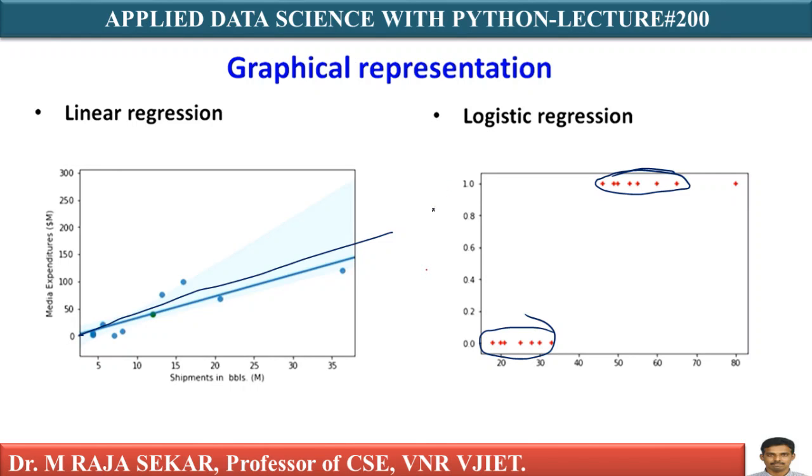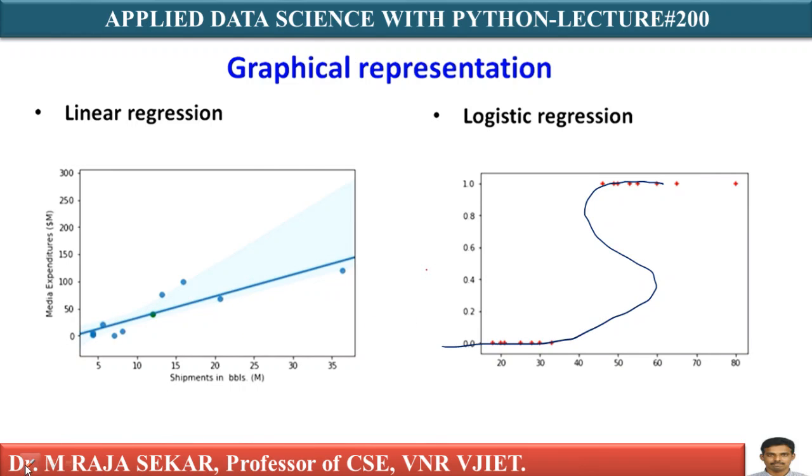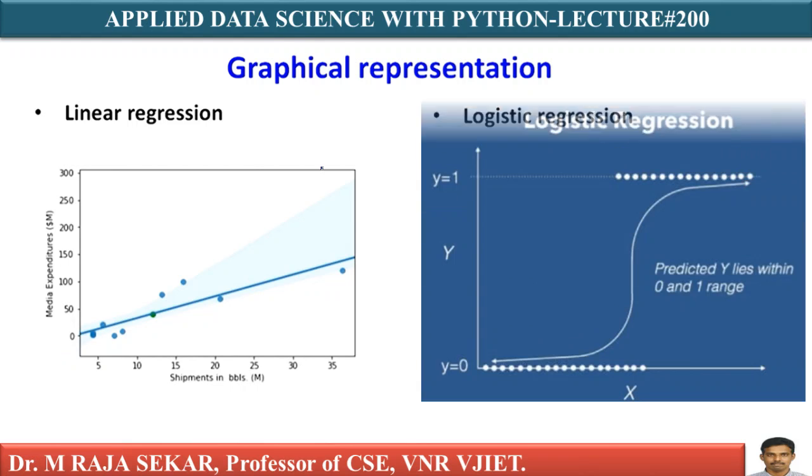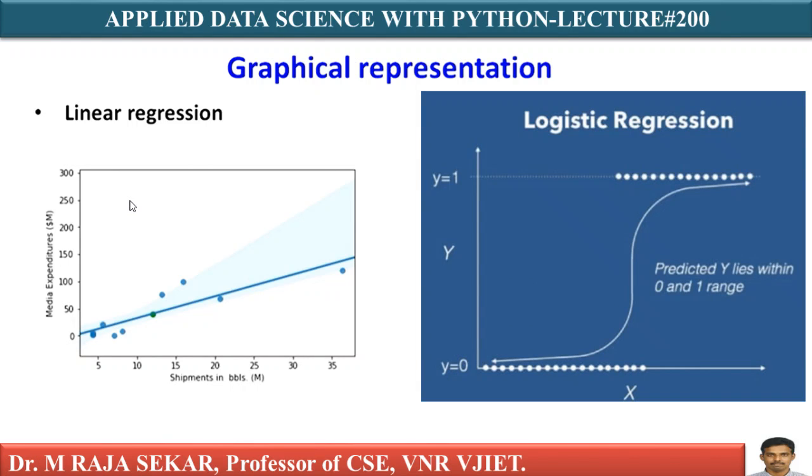What is the meaning here? You cannot form a linear relation. I cannot draw a linear relationship just as we draw for linear regression, where we are able to fit a line. Of course, there may be a small error, but you cannot fit that line in the case of logistic regression. You can form an S-shaped curve, something like this. This is the second difference between linear and logistic regression.